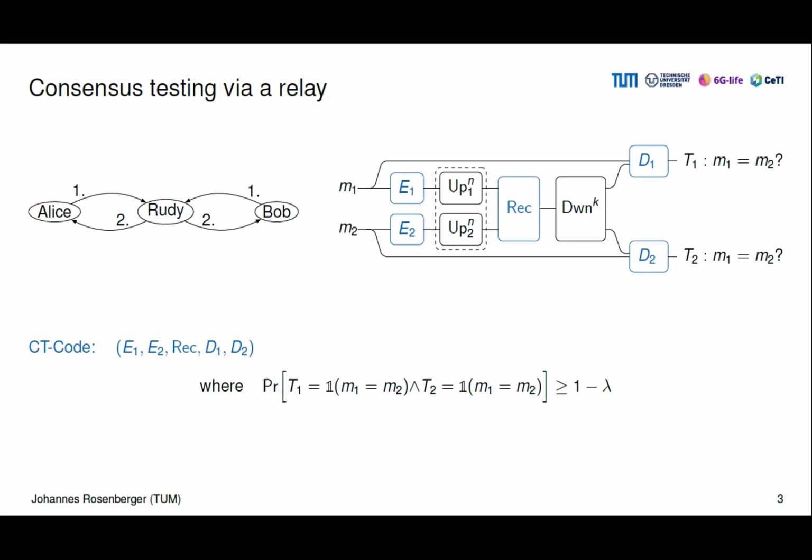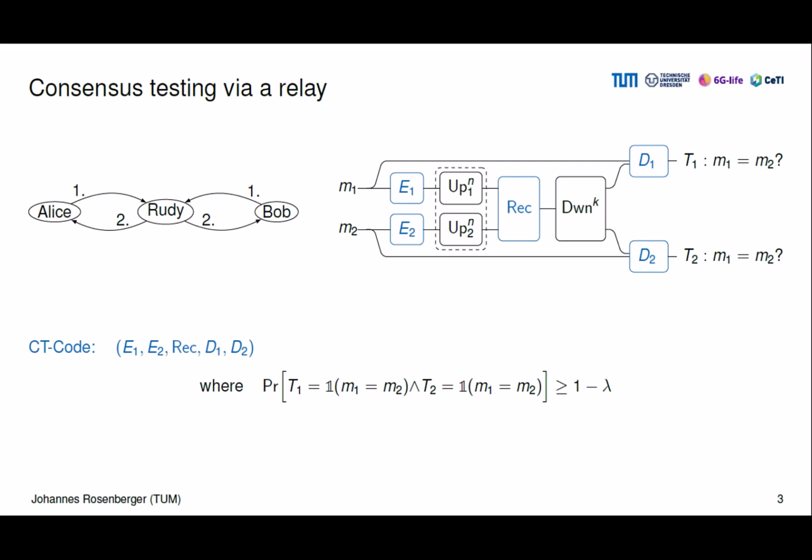Here on the right side, you can see the network unfolded in time. So it's basically the protocol. First, they both encode and send over the uplink channel, which may be 2 independent channels or not. Then there's a recoder: what Rudy does is recoding. There is a downlink channel, and we have 2 decoders. You see a line from each message to the respective decoder. That's because, of course, Alice doesn't forget her message after encoding it. So Alice can also use her message in the decoder again, and the same for Bob. In the end, they each do the test.